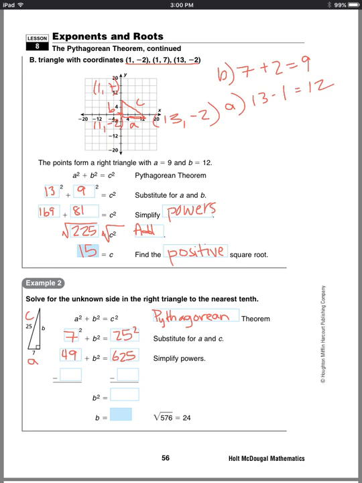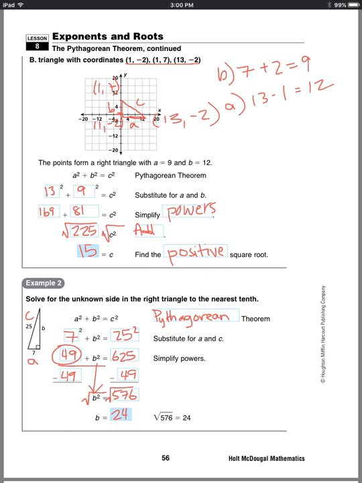Now we have a two-step equation. I look to the side with the variable, look at my constant. It's being added to b squared. So the opposite of adding 49 is subtracting 49 from both sides. We bring our b squared straight down. 625 minus 49 is 576. And then to undo our square, we have to square root. The square root of b squared is b, and the square root of 576 is 24. So our leg is 24 something. I don't know if it's inches or what.